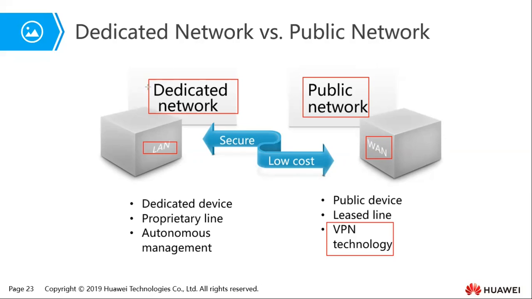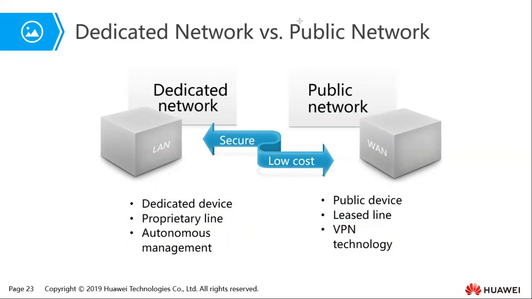Now, generally, the advantage of a dedicated network, for example, it's very secure, while for the public one, it is low cost because we are sharing. So, for example, when we are using leased lines. On the other hand, here we have dedicated devices, they are ours. The lines within our campus, they are ours, and we manage it autonomously without interference from anyone else. So that's the difference between a dedicated network and a public network.